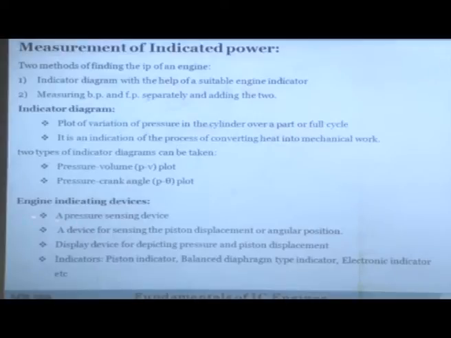A modern engine indicating device has a pressure sensing device, which is a piezoelectric pressure transducer. The second is a device for sensing the piston displacement or angular position, and the third is the display device for indicating pressure and piston displacement. Basically, this is the pressure transducer, and this is the shaft encoder, which tells you where the piston is in the stroke. And this is the data acquisition system and computer. Then you have indicators such as the piston indicator, balance diaphragm type indicator, and electronic indicator. These are basically for the PV diagram, the old version.